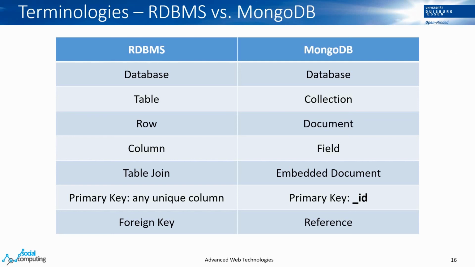In terms of primary keys, MongoDB always has a primary key, which has an attribute called _ID. Of course, what kind of key this will be can be defined by the user, but the attribute or field name is always _ID. But in traditional databases, any unique column can be considered as a primary key.